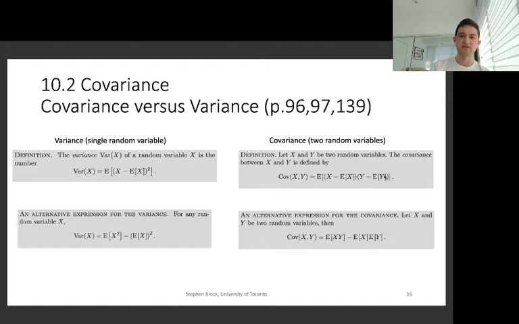But if the correlation is negative, then they don't vary in that similar way, right? They're varying in opposite directions, actually. So now let's look at the alternate expression for variance.